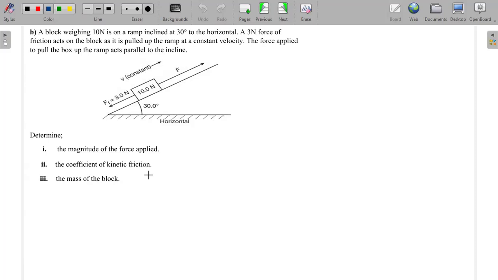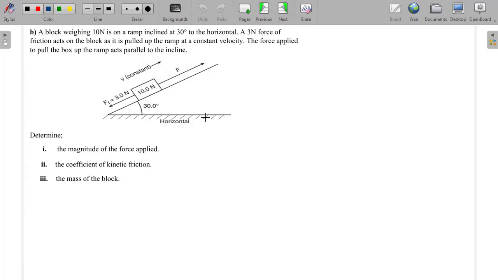Let's move on to question B, and question B is saying a block weighing 10 newtons is on a ramp inclined at 30 degrees to the horizontal. A 3 newton force of friction acts on the block as it is pulled up the ramp at a constant velocity. The force applied to pull the box up the ramp acts parallel to the incline. Part 1, determine the magnitude of the force applied.